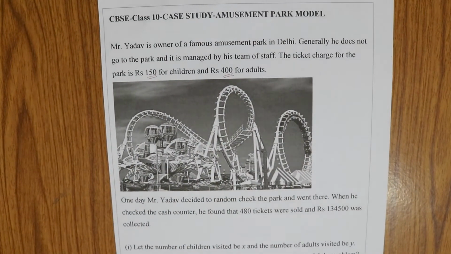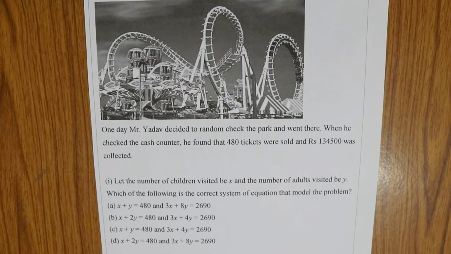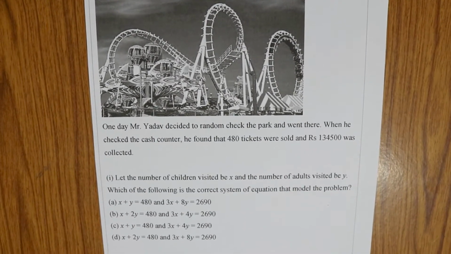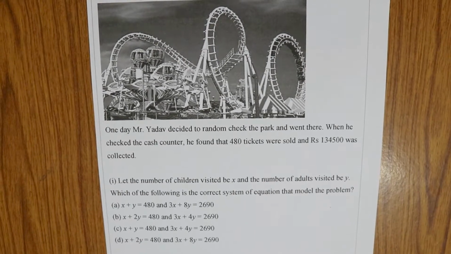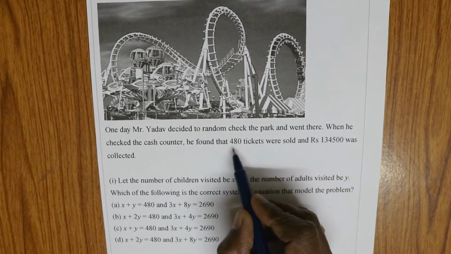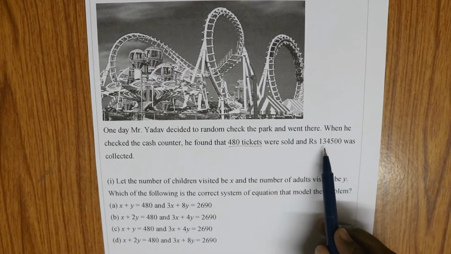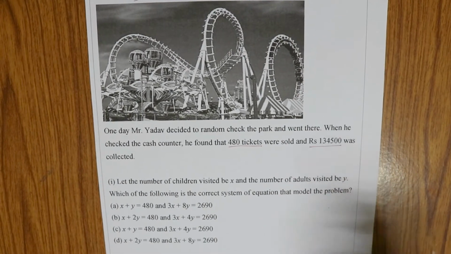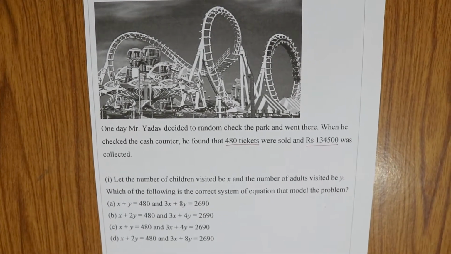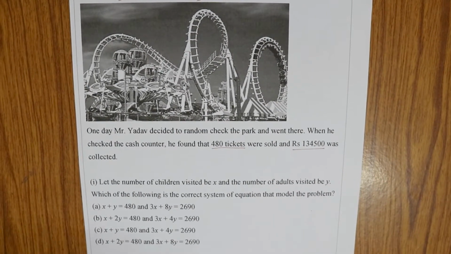Now, one day, Mr. Yadav decided to random check the park and went there. When he checked the cash counter, he found that 480 tickets were sold. So total number of tickets sold was 480. And rupees 1,34,500 was collected. So this is the cash that was collected and it was there at the cash box. Now the first question, hope you understood the situation.